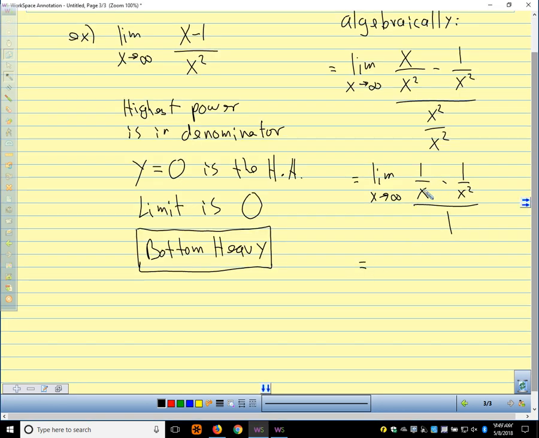As x approaches infinity, what does 1 over x approach? Using our main limit rule for this section. 0. Minus, what does 1 over x squared approach? That approaches 0, over 1. Well, this is just 0 over 1, which equals 0. So the limit is 0. And that's why we said that was our horizontal asymptote when the highest power was in the denominator, because we can show algebraically that the limit's 0.